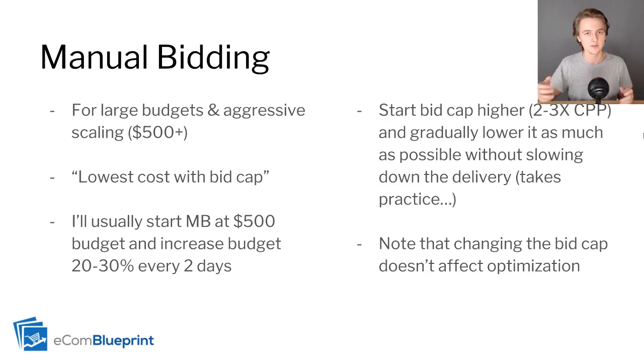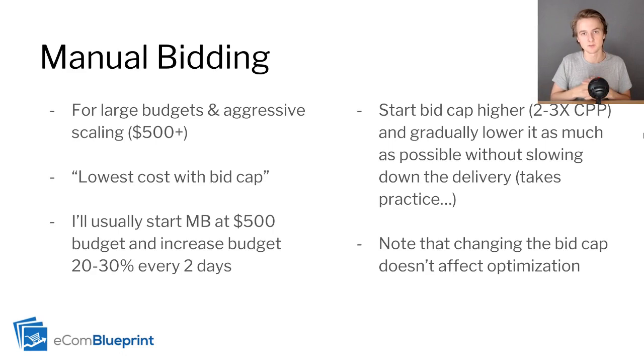The only difference is that if you have a really large budget and Facebook is trying to spend it very quickly, because if you have a budget of $1,000 a day, Facebook is going to need to spend a lot of your budget every hour. And so it's going to start bidding really aggressively, more aggressively than it would bid if it were just at a smaller budget. And so that's where the bid cap comes in.